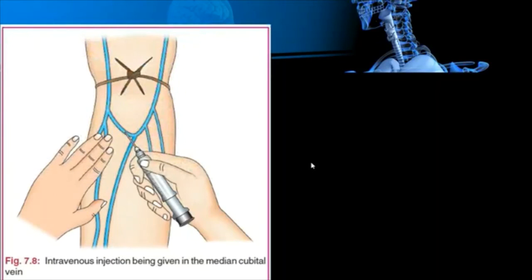So this is the figure showing the cubital fossa and the median cubital vein, which is used for intravenous injection and also blood transfusion.